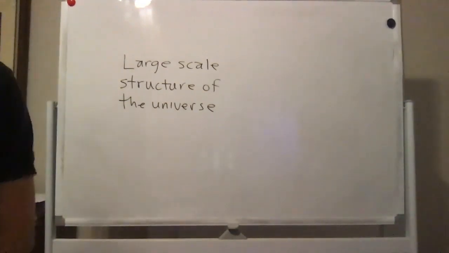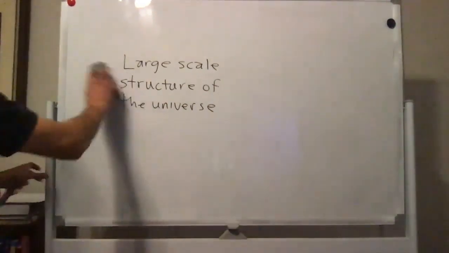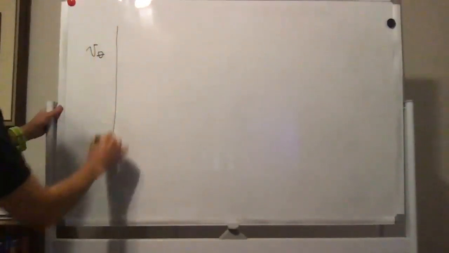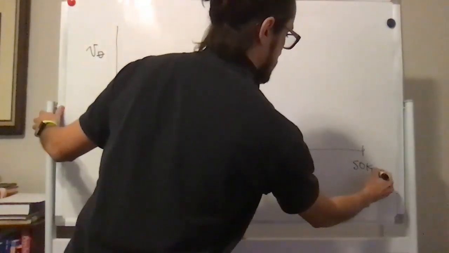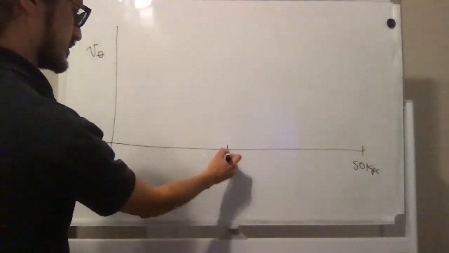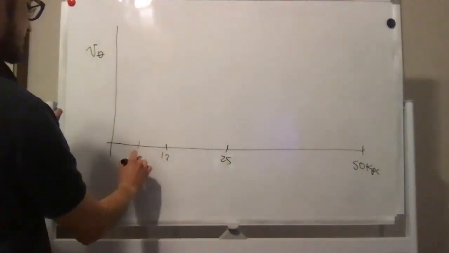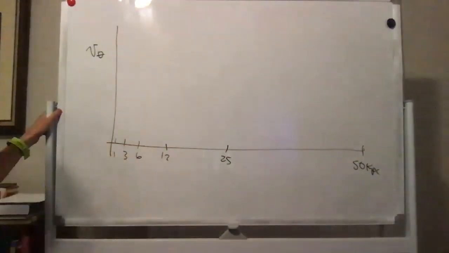Okay, so really, how this tangential velocity plot looks like. This is 50 kiloparsecs, 25, 12, 6, 3, 1.